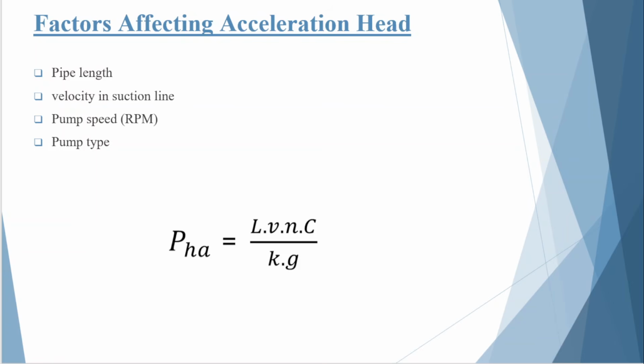Finally, pipe diameter also plays an important role. Smaller pipe diameters produce higher liquid velocities for the same flow rate. Higher velocity leads to greater acceleration head. Therefore, selecting the correct suction pipe diameter is extremely important in reciprocating pump installation.